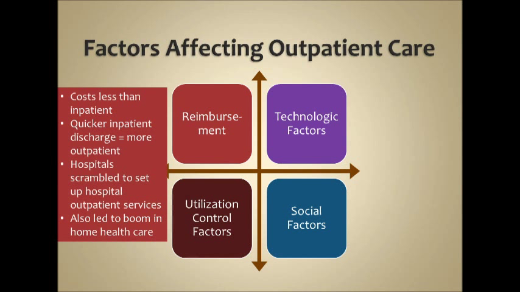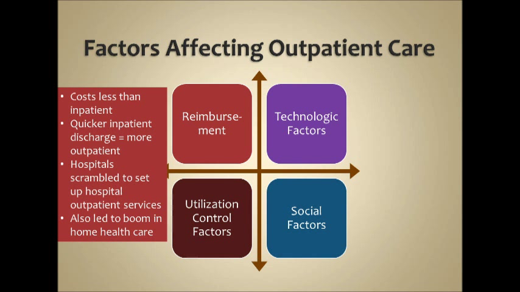So with all these different settings, you can imagine that there are certain factors that, even though these settings are all different, they all have to do with non-inpatient care, right? So there are certain factors that really affect how outpatient care is delivered. Now remember, there's a lot of it now in all these different settings. So let's start with the first factor, which is reimbursement. It costs less than inpatient no matter how you calculate the cost. And if you have a quicker inpatient discharge, you're going to have more outpatient, right? And so you need all these settings.